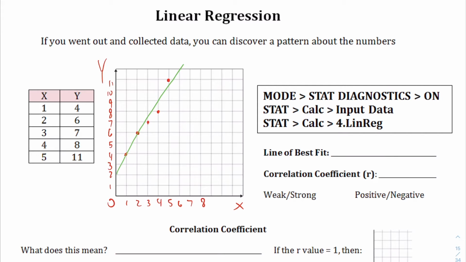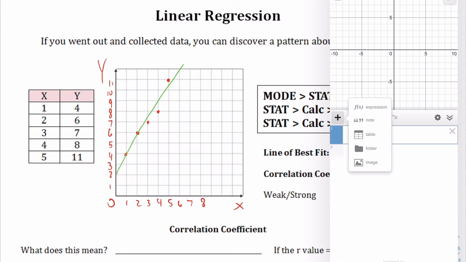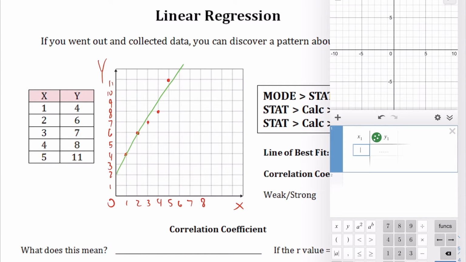If you have a graphing calculator, you can follow those instructions right there. And if you don't, we're going to be using Desmos.com. And how we're going to use Desmos is we're going to push this plus sign, and we're going to make a table. That table is using x1s and y1s, and we're just going to put these numbers in here. So 1, 4, 2.